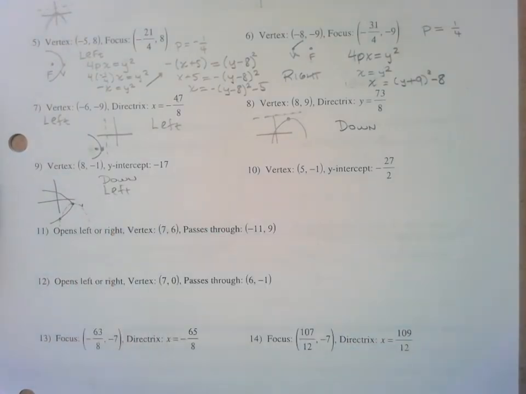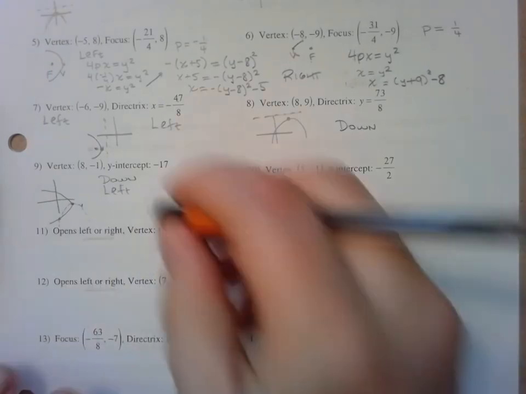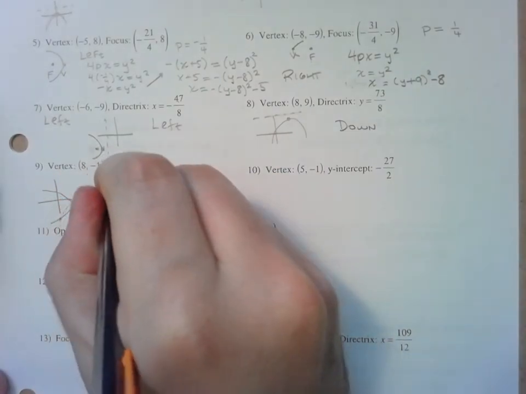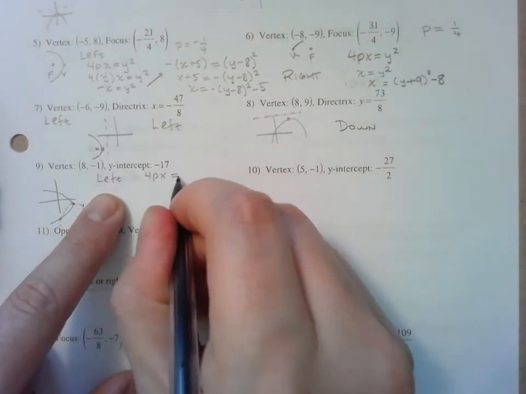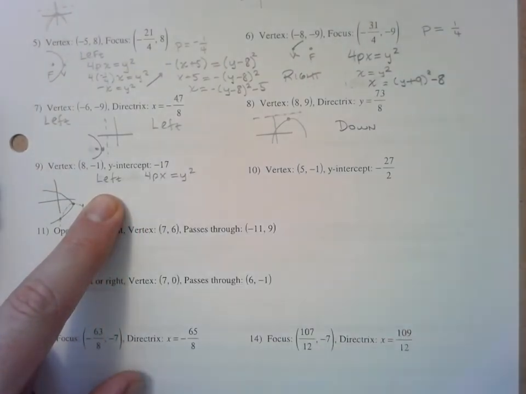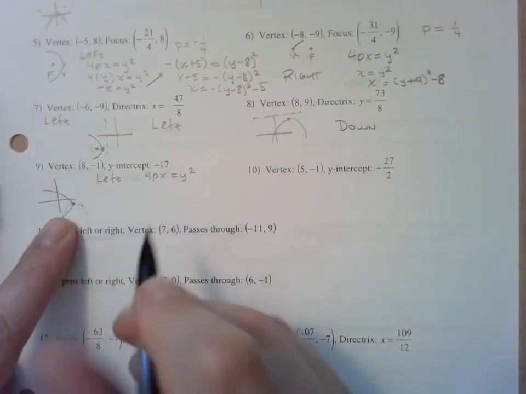There are two potential answers for question number 9 because they don't tell us in our directions, like 11 or 12, in which direction this parabola is opening. Either way, it's going to give you two separate answers. Since the answer key reveals the answer where it's opening down, why don't we try the one that opens left? If we consider that this opens left, that means we're going to use a 4px equals y squared equation. We don't know the value of p, but we do know a point. So let's plug in two things.